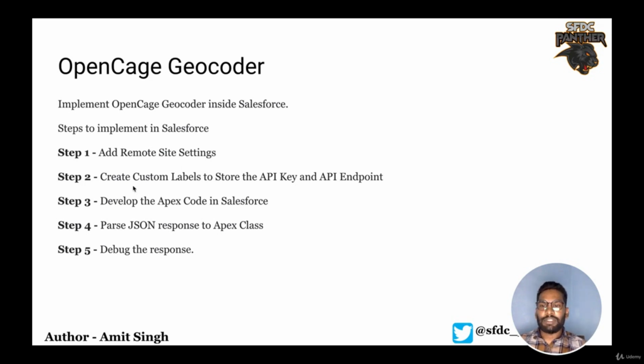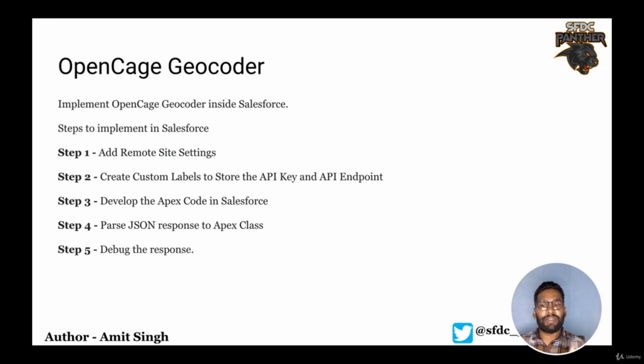And then the second step is we need to create custom labels to store the API key and API endpoint. Why are we using these custom labels? So that we can change the API key at a later point. If the customer provides us their own API key, which is a paid API, then we can just change the label and the code will work as it is. That's why we need to follow step 2.